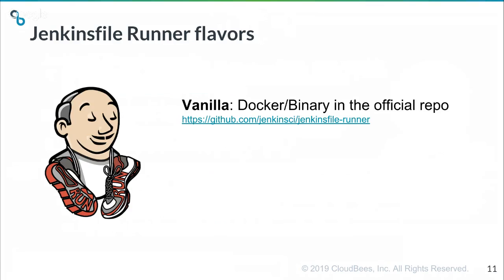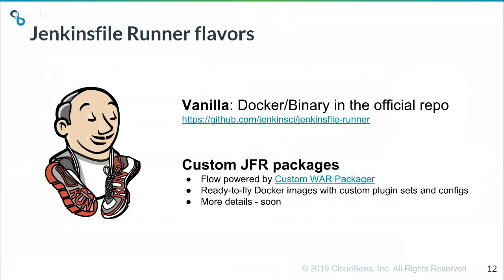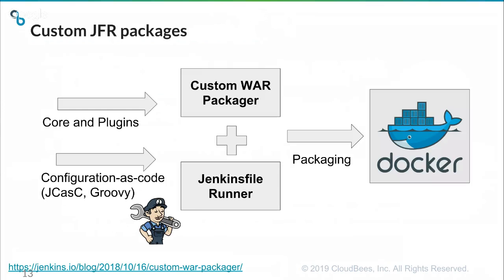Yeah, the problem is that this approach packages only particular pipeline plugins. So if you want to run your custom pipeline, obviously it's not the best way to do that. And in order to work around that, we also offer a toolchain in order to build custom Jenkinsfile Runner packages. This flow is powered by custom war packager, and it produces ready-to-fly Docker images. So this is just an overview of this flow.